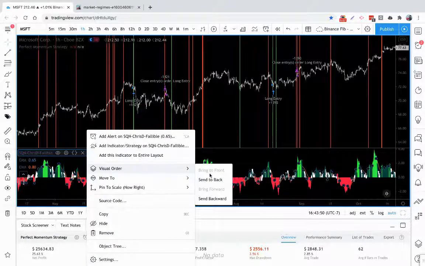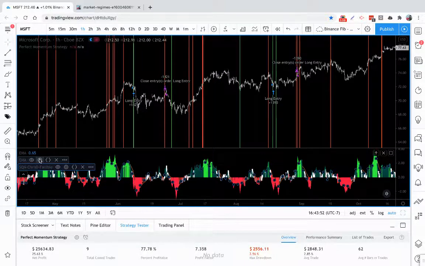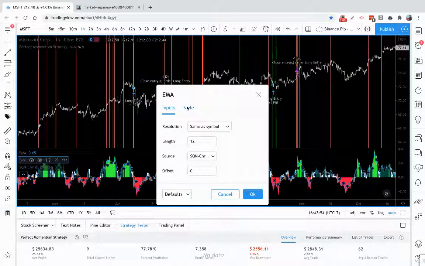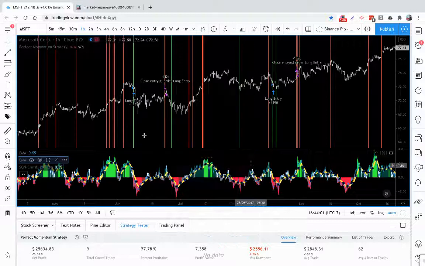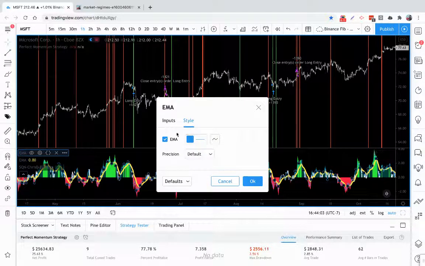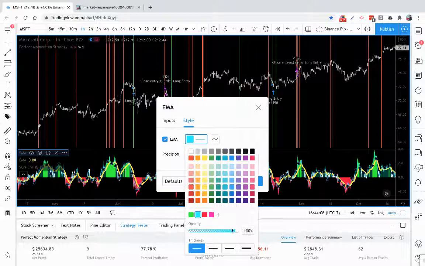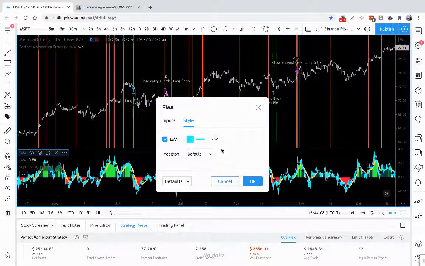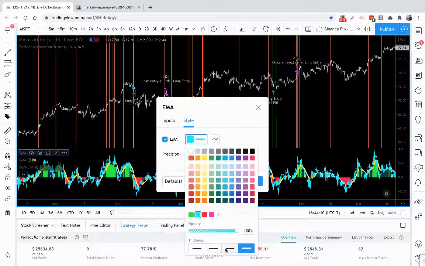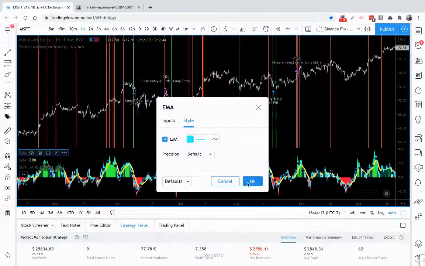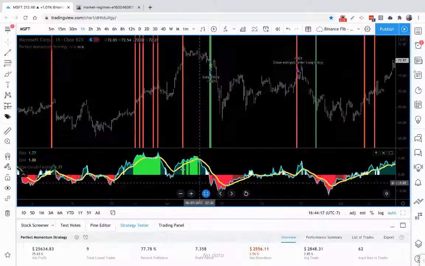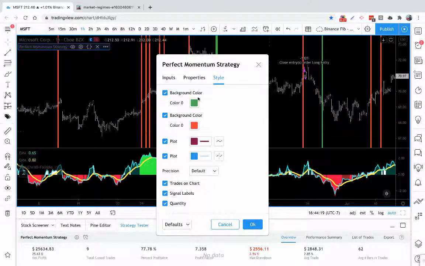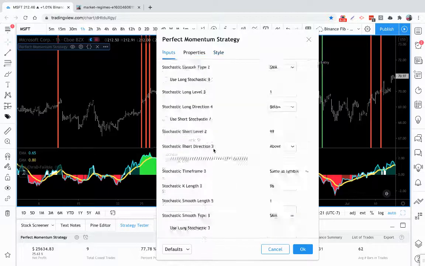Move this to the back. Let's change my colors real quick. We're going to make the slow one a yellow color, nice and thick. And we'll make the fast one a bright blue, and we'll make that a little thinner so we can see when it crosses over. Okay. So what you can do with these market regime moving average crosses, let me go back to them.